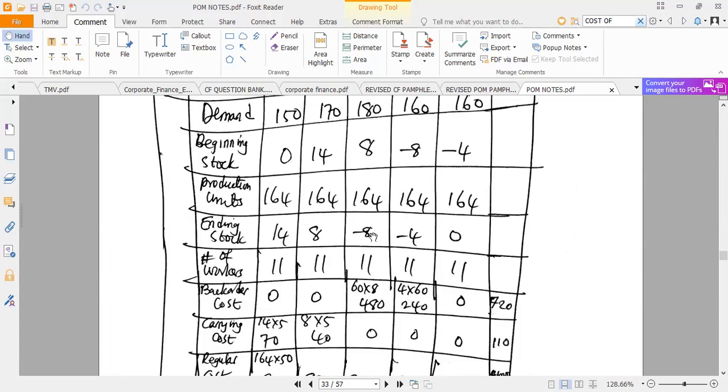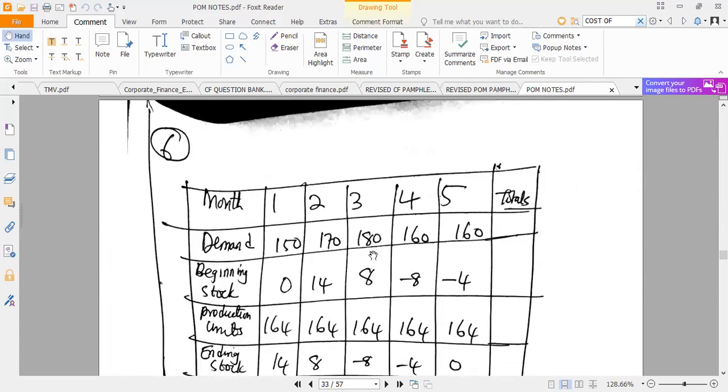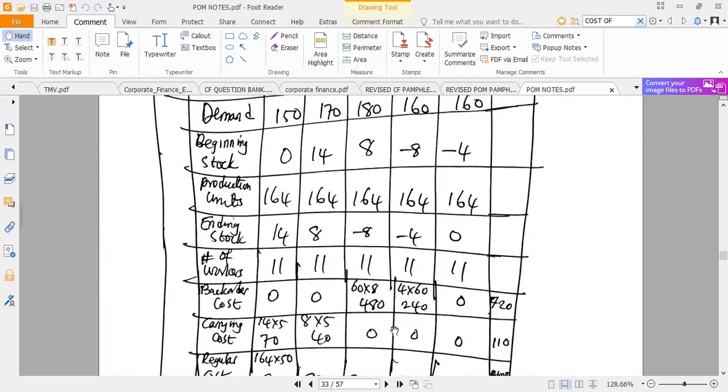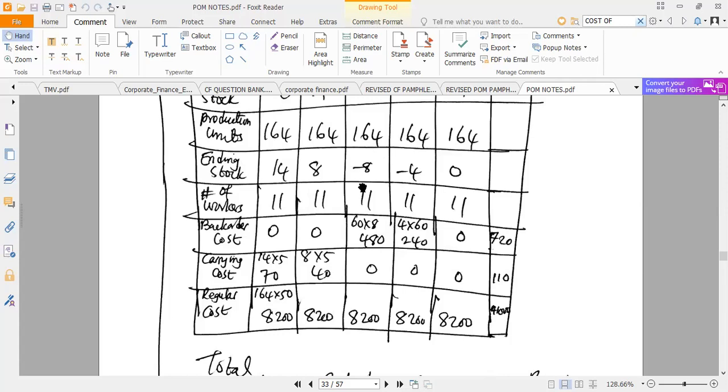The back order cost refers to the units out of stock, like in week 3 and week 4, where we have the stock out of units, which is negative 8, 8, and 4. So we have those multiplied by the cost, and we are getting 720.